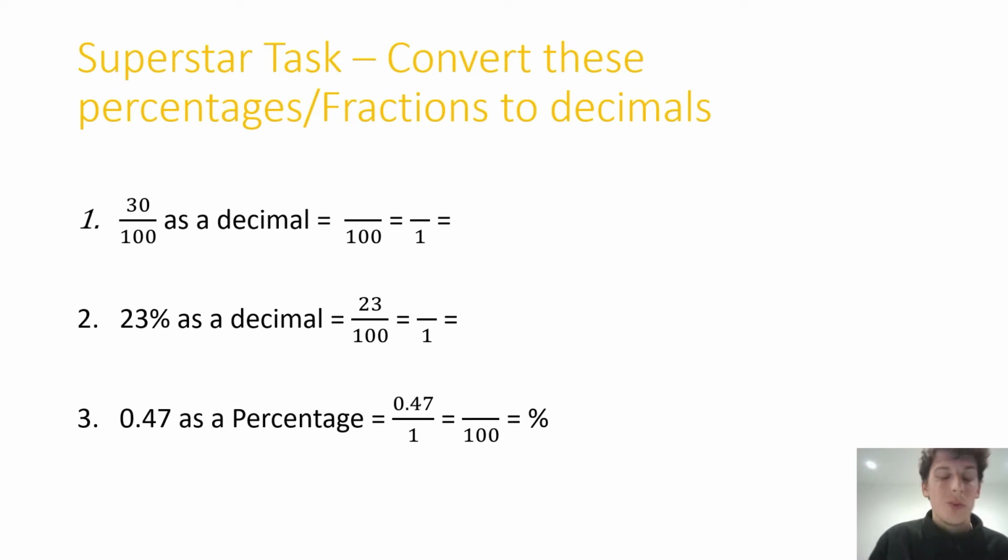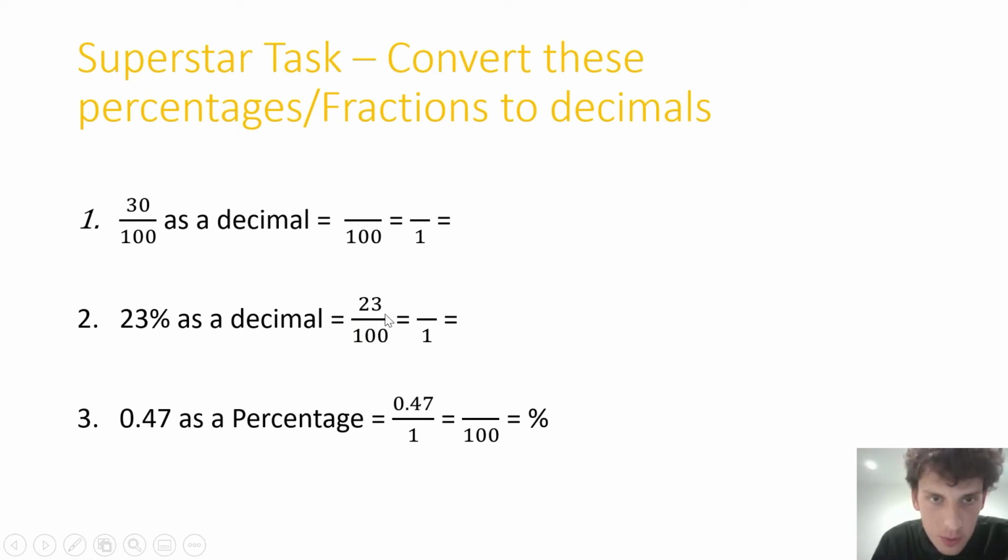Superstars, you've got 3 questions. You're going to be doing conversion. The first one is converting a fraction to a decimal. The second one is converting a percentage to a decimal. And the third one is converting a decimal to a percentage. I have helped you out slightly here. If we're going from a fraction to a decimal, we need to make it out of 1 because the decimal's out of 1. So I've converted the 100 to 1, and then you've got to do the same for the top. Now, 23% as a decimal. 23% is 23 over 100. If we're converting it to a decimal, it's got to be out of 1.